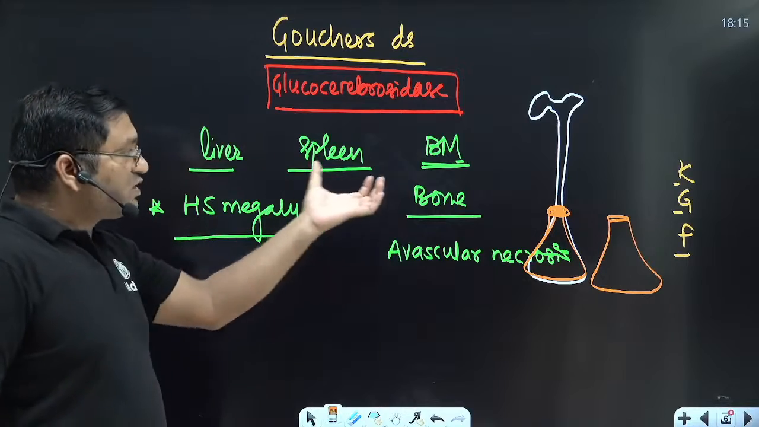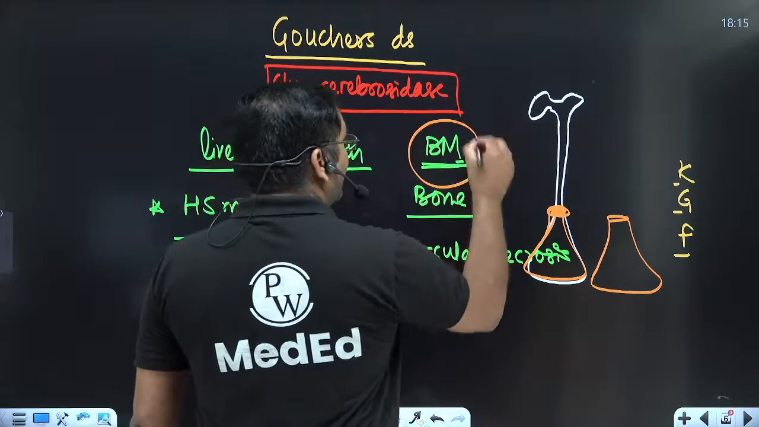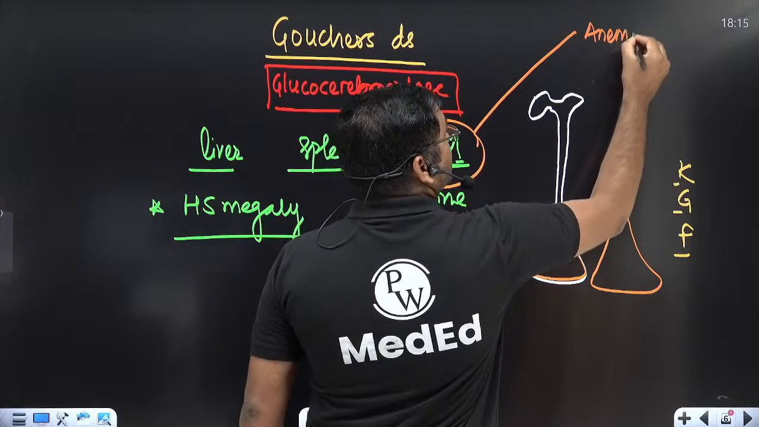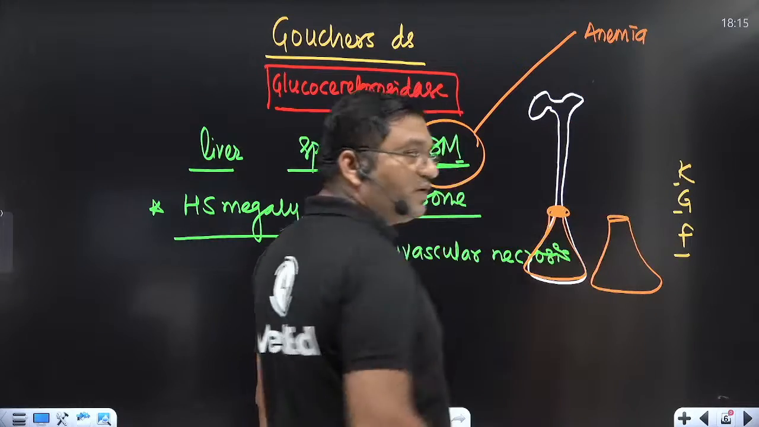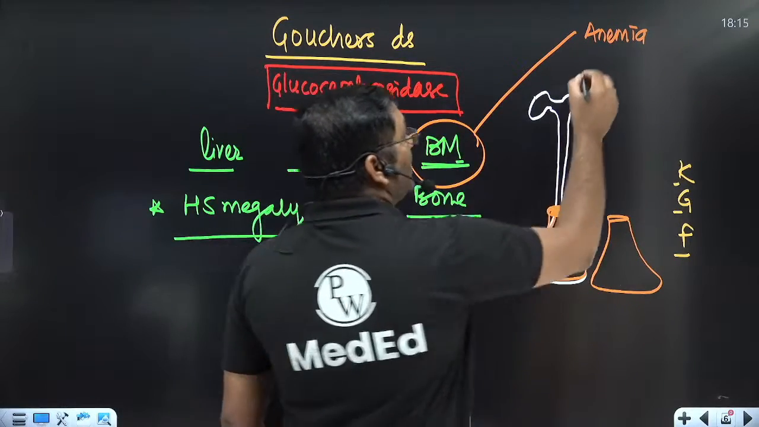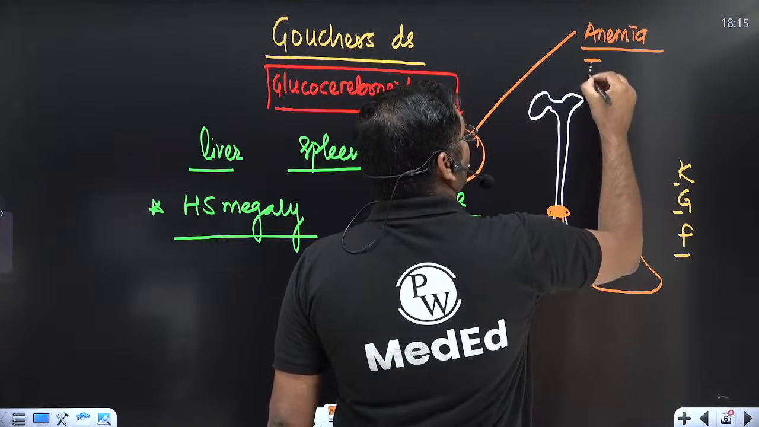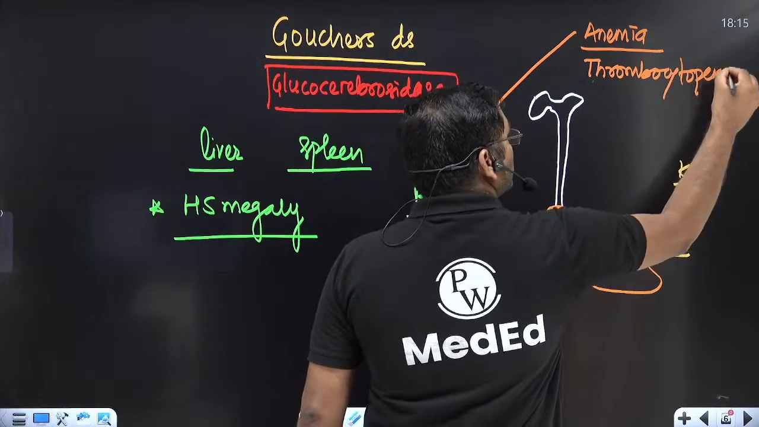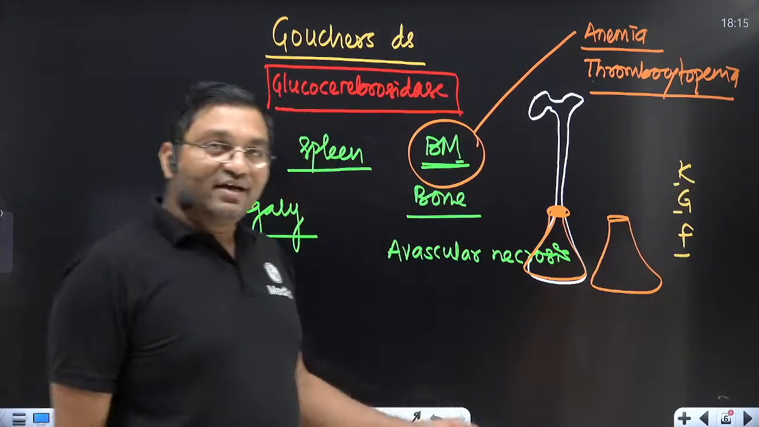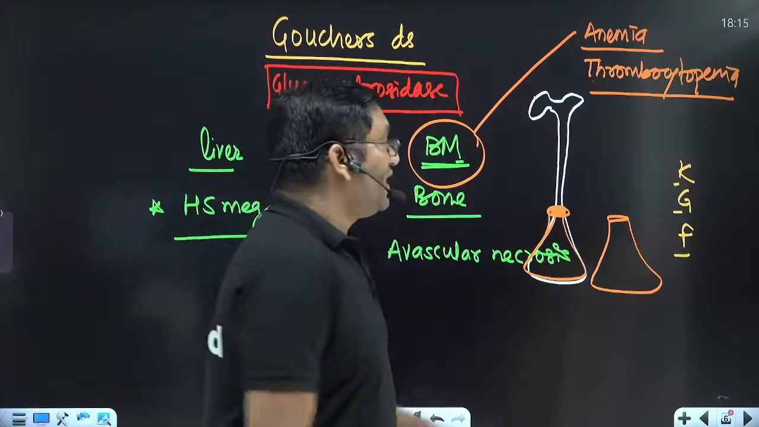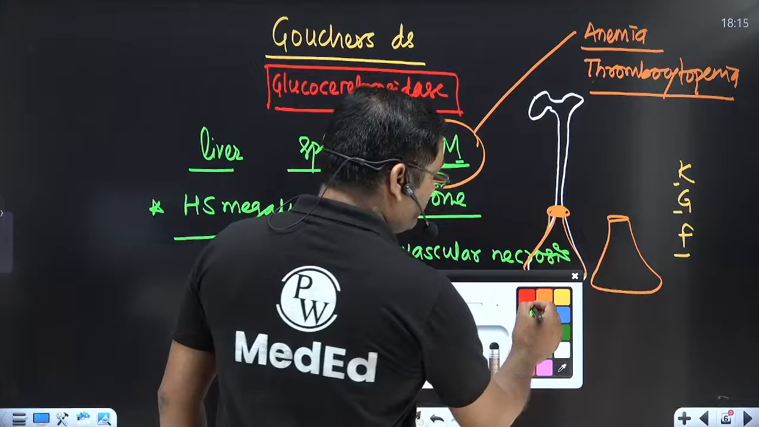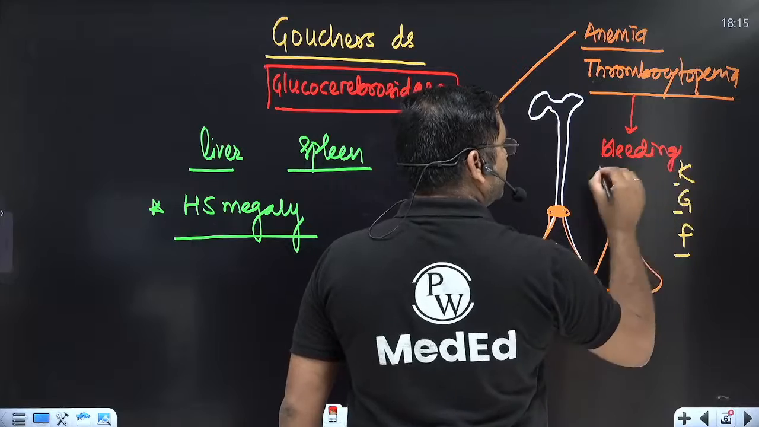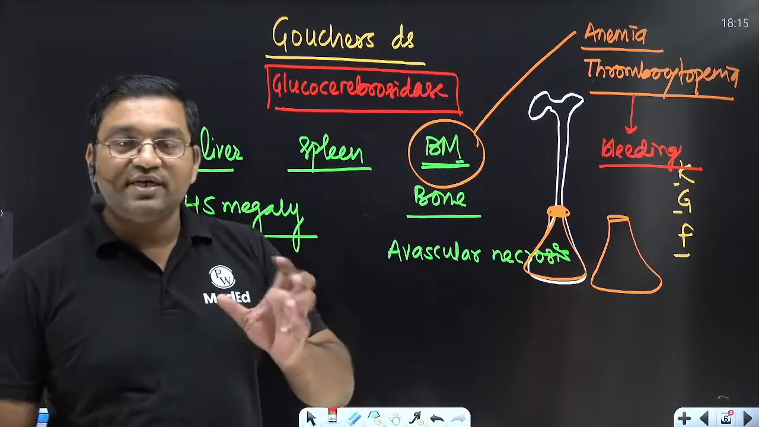There is involvement of liver, spleen and bone marrow that causes anemia. It causes pancytopenia, it decreases all the cell lines. It causes anemia. It causes thrombocytopenia, mainly because of sequestration of platelets by the enlarged spleen. Thrombocytopenia causes bleeding tendencies or easy bruising.